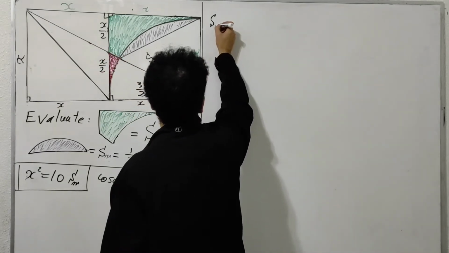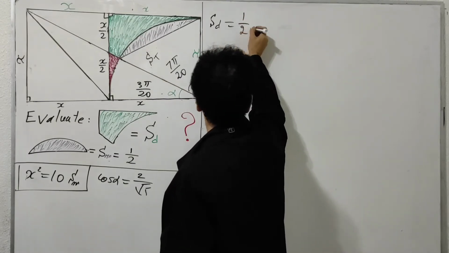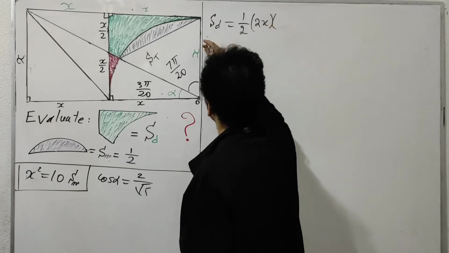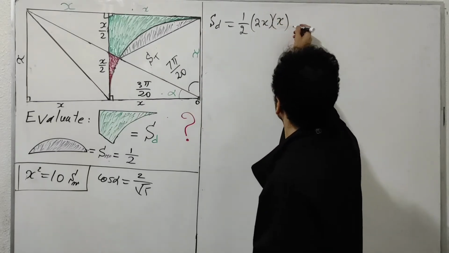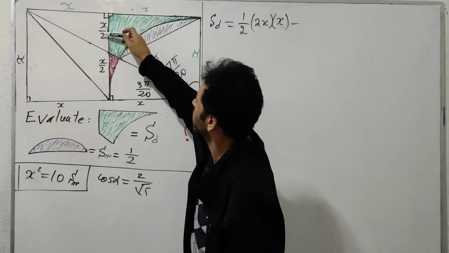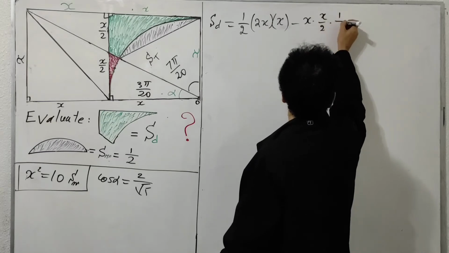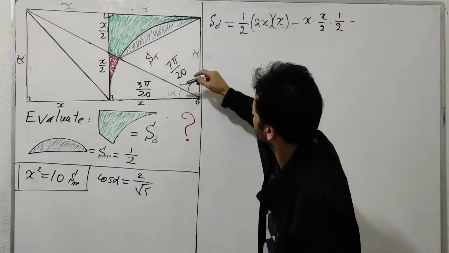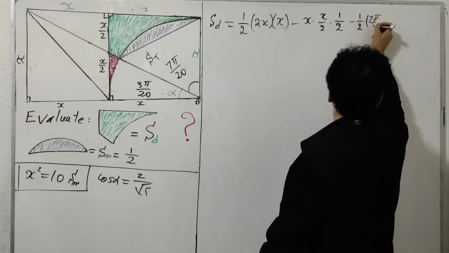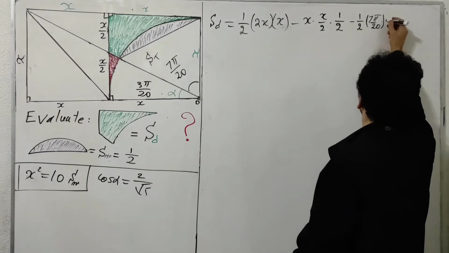The area of this one, let's call it SD, equals the area of this big triangle, which is half multiplied by the base, which is 2x, multiplied by the height, which is x, minus the area of this small triangle, whose base is x and height is x over 2, divided by 2, so minus x multiplied by x over 2, divided by 2, minus the area of this sector of this circle, which is minus half multiplied by 7 pi over 20, multiplied by the radius of this circle squared, which is x squared.